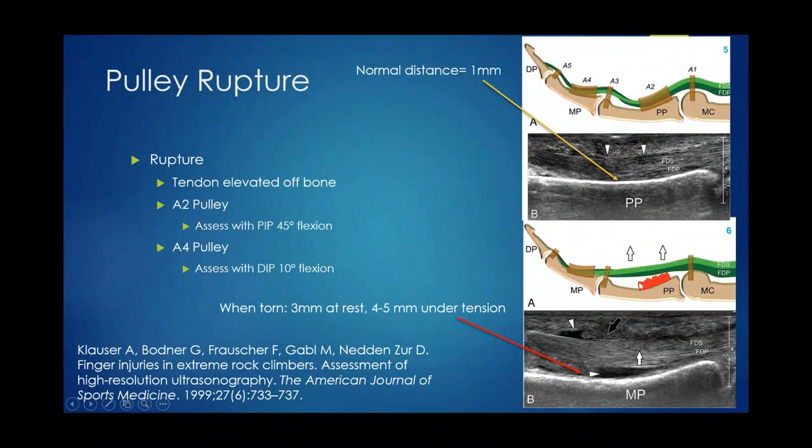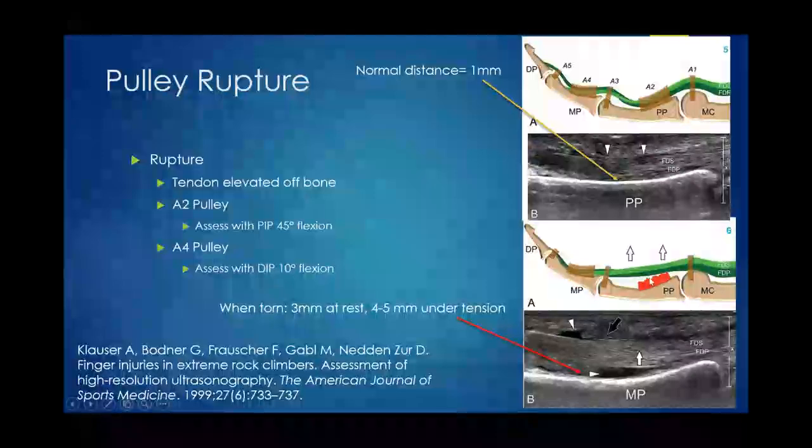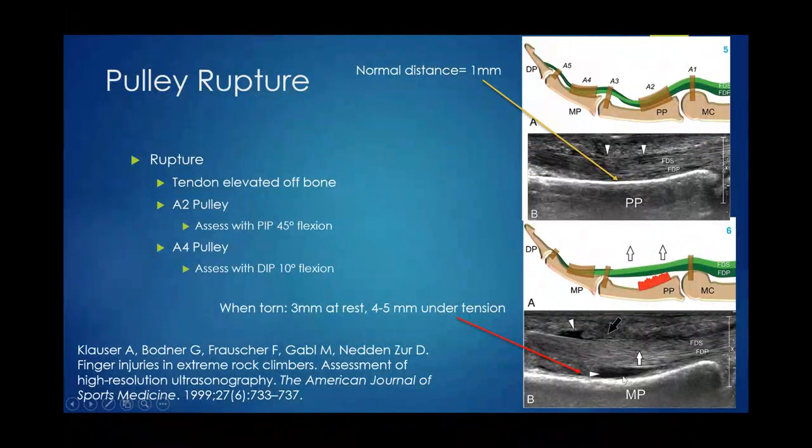This diagram shows a rupture of the A2 pulley in this case, allowing the tendons to bowstring off the underlying phalanx. This sonographic image shows that process where the tendon is elevated off the phalanx here, and there's an effusion either within the tendon sheath or between the tendon and the underlying bone.